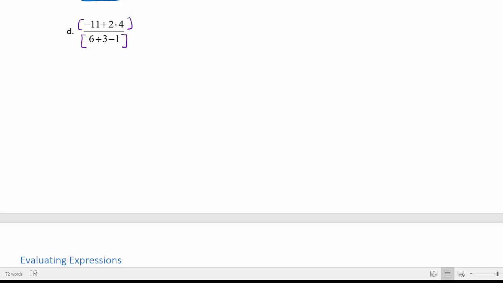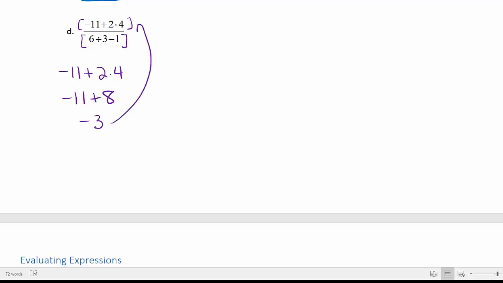So I'm going to do the top and the bottom separately, and then I'll do the division. In the top, I've got minus 11 plus 2 times 4. I always multiply before I add or subtract. So 2 times 4 is 8. Minus 11 plus 8 is minus 3.